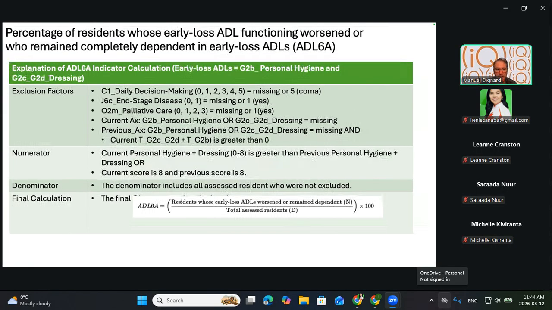And then we move to this ADL indicator, which is also a mirror image of the improved one. We start with our exclusions again. Decision-making, end-stage palliative, current is missing, previous is missing.